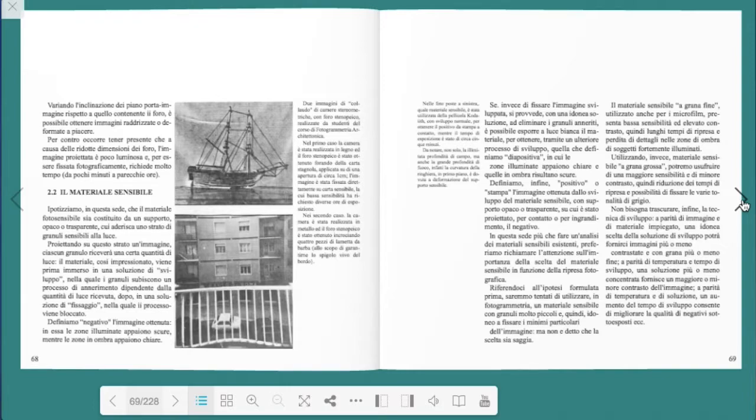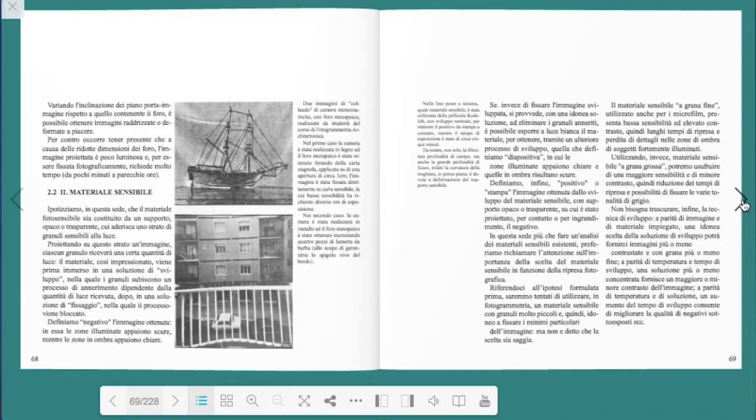Page 69. We define the image obtained as negative, in which the light areas appear dark and vice versa. If, instead of fixing the developed image, the blackened granules are eliminated with a suitable solution, it is possible to expose the material to white light, to obtain, through a further development process, what we call slide, in which the light areas appear light and the dark ones are dark. Finally, we define positive or print the image obtained from the development of the sensitive material, with opaque or transparent support, on which the negative has been projected by contact or enlargement.